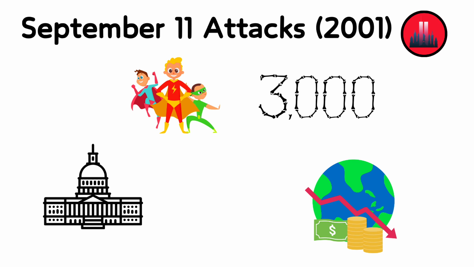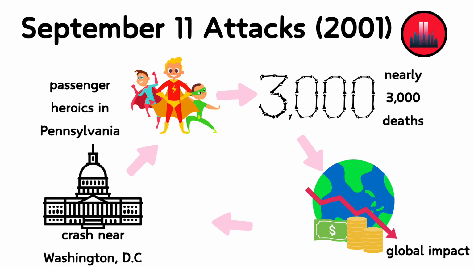Another plane crashed into the Pentagon, the headquarters of the U.S. military near Washington, D.C. The 4th plane crashed into a field in Pennsylvania after passengers tried to overcome the hijackers. Nearly 3,000 people died in these attacks.